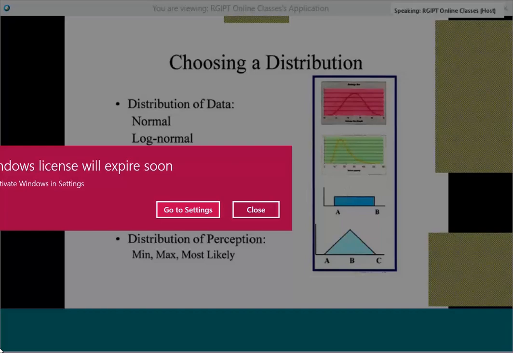So what you do is, whether your data is normally distributed or log normally distributed, you can get its mean, the standard error, all these things. And then this triangular distribution is basically based on perception. Min, max, most likely. With these three numbers, you can create your triangular distribution.